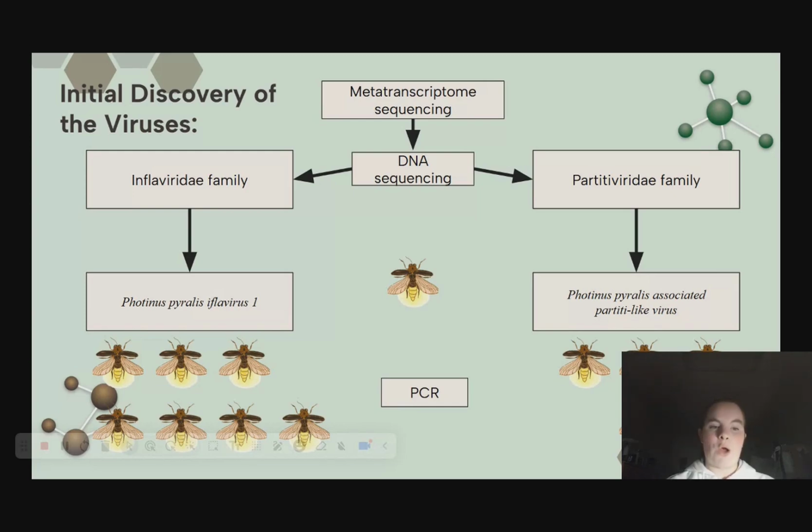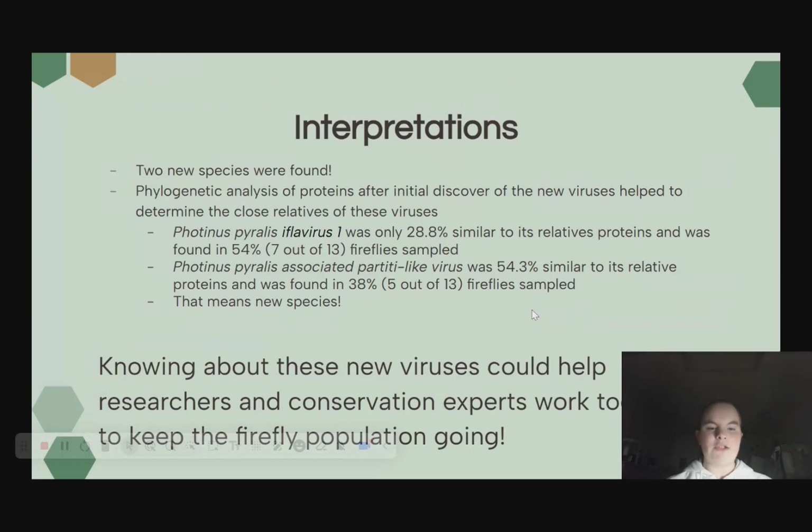They wanted to find out how much of this virus was present in fireflies. They used another test called PCR to replicate the exact segments of DNA that were associated with the two viruses in each firefly. They found that 7 out of the 13 fireflies sampled had the Photinus pilaris inflavirus 1, and 5 of the 13 fireflies had the Photinus pilaris associated partiti-like virus. As I mentioned before, 2 unknown viruses were identified and named as new species.